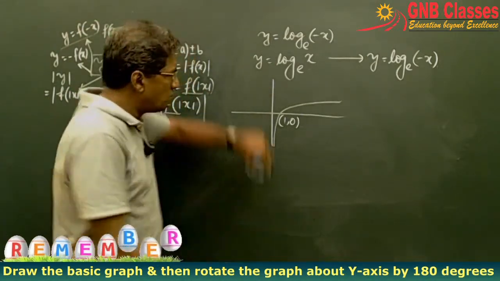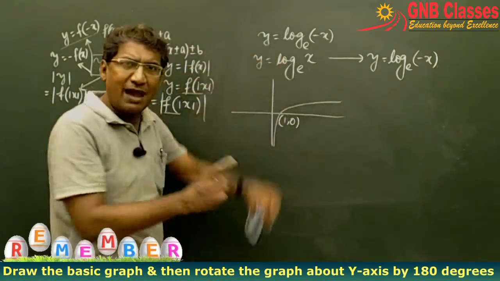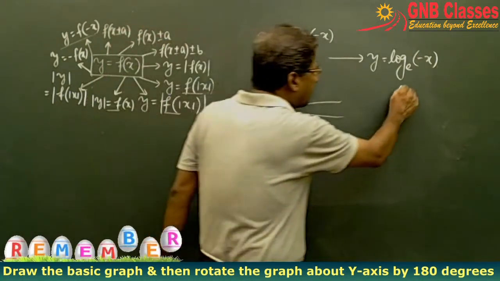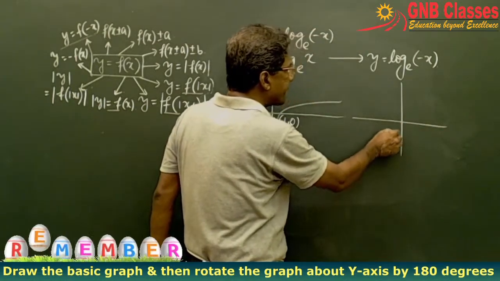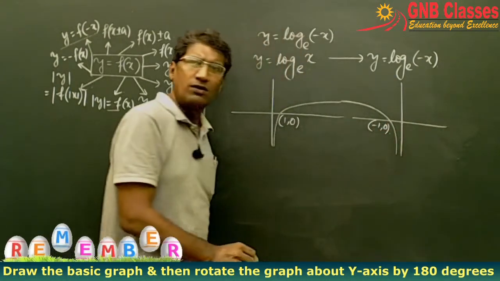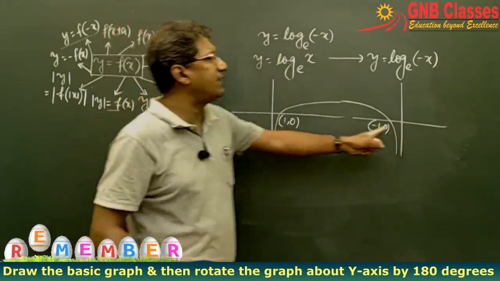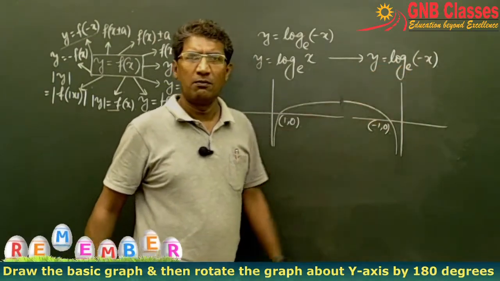So what will we do? We will just hold this y-axis and rotate it by 180 degrees, and the final transformed graph will look something like this. Tell me yes or no? Yes or no? Absolutely. So that is the final graph of y equals to log of minus x.